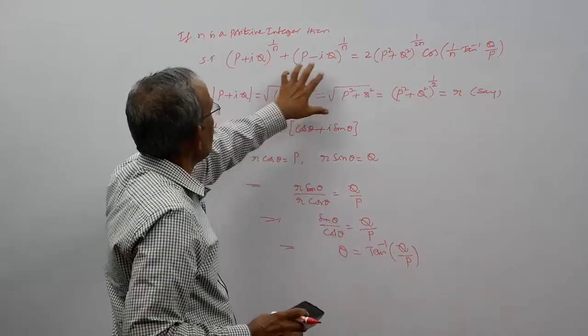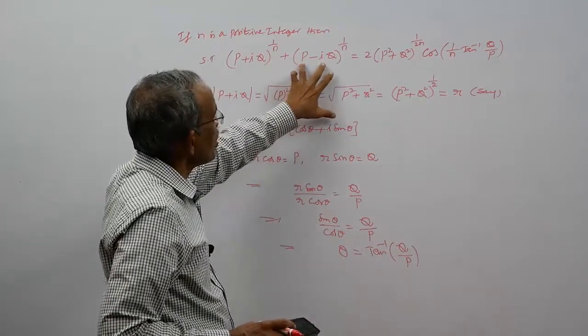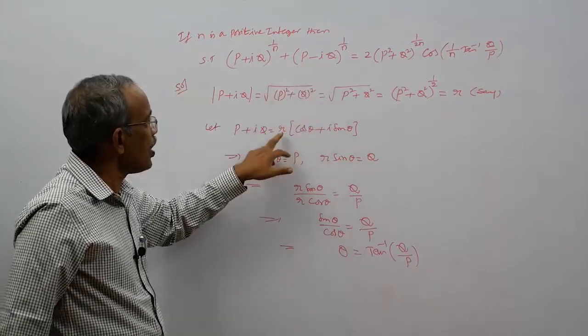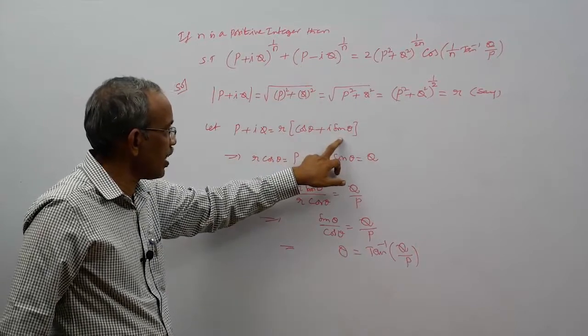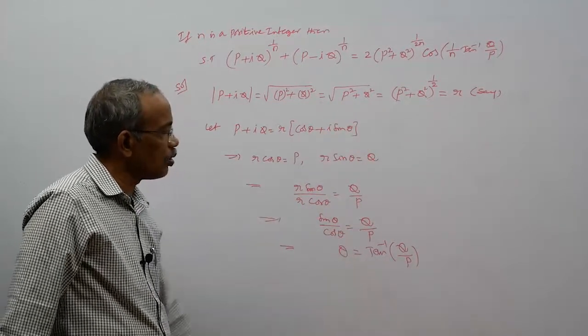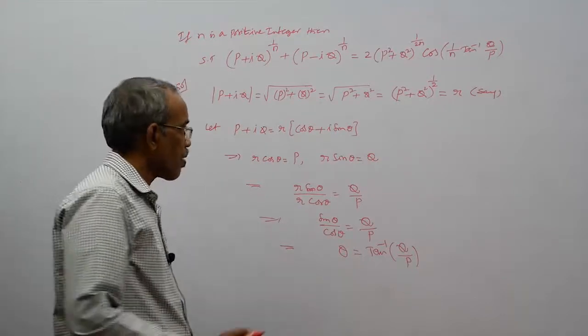Similarly, p minus iq can also be expressed in the form of r into cos theta minus i sin theta, where r equals root of p square plus q square and theta equals tan inverse of q by p.